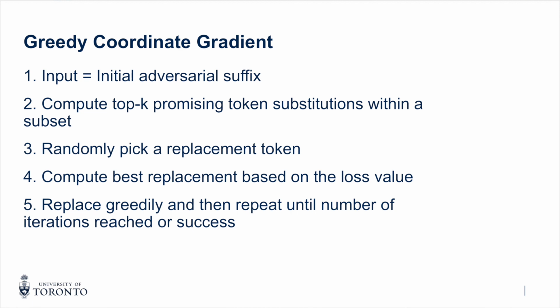Now, briefly talking about the greedy coordinate gradient algorithm, we have an initial input string that we treat as a suffix, and then we randomly replace tokens within the input string, and based on the loss, we pick the optimized token that creates the lowest loss, and then we greedily replace this token and repeat the process until the number of iterations is reached or success is reached.